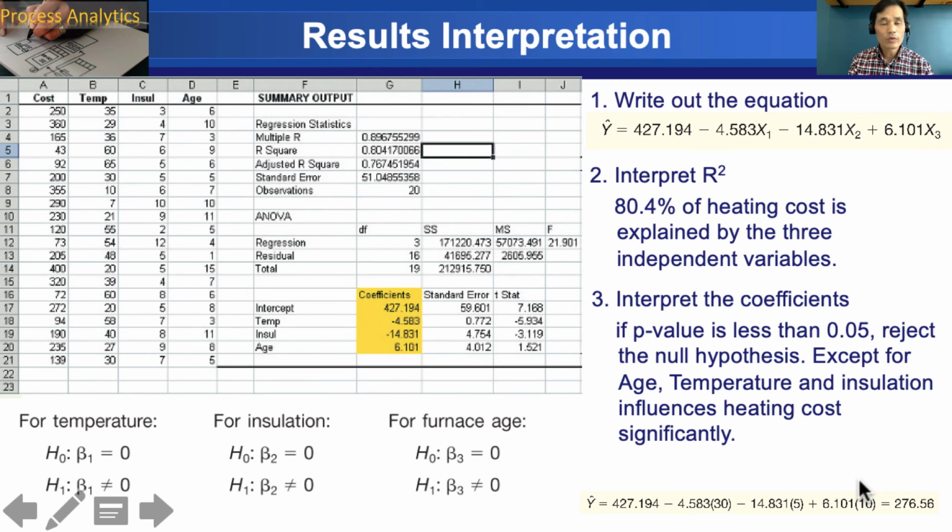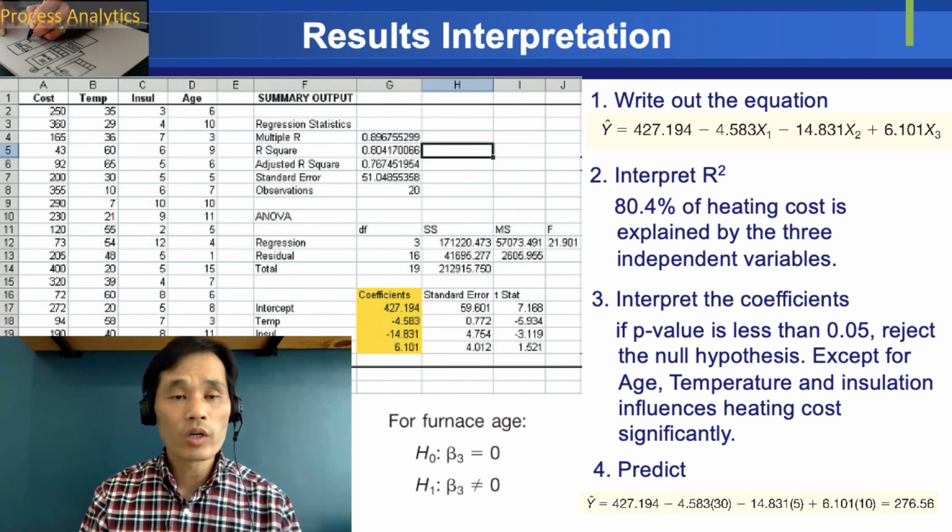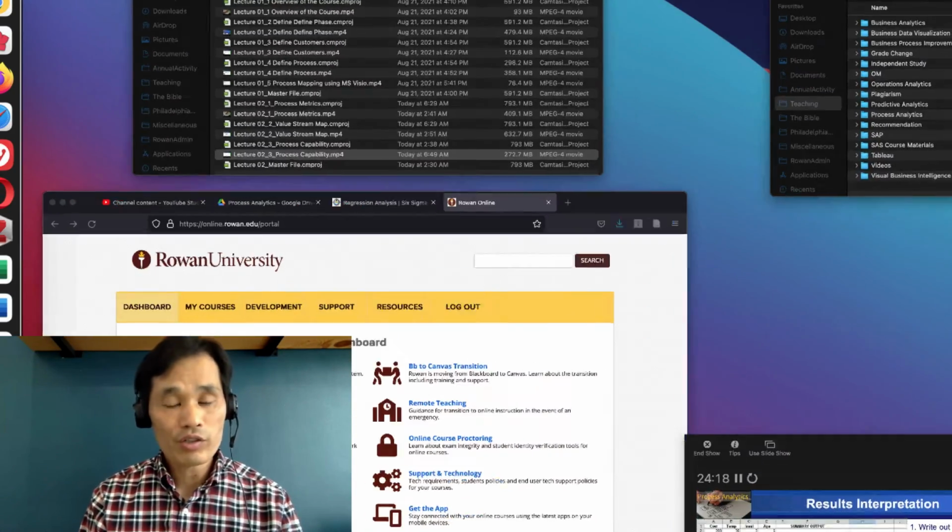Now, if you are done with that, you can use this equation for prediction. If your regression equation is trustworthy, you can plug in those numbers for prediction. So in our case, let's plug in 30 degrees of temperature and 5 inches of insulation and 10 years of furnace age into the equation. Then we see that its expected heating cost is $276.56. So this is how you extend simple linear regression to multiple regression and interpret that.